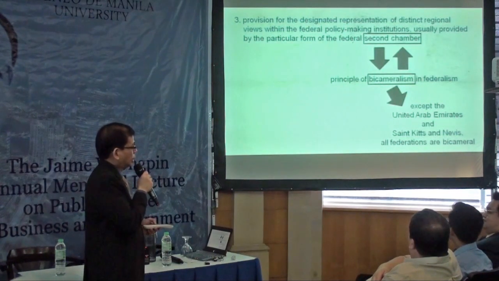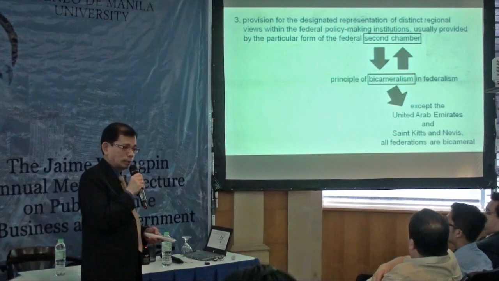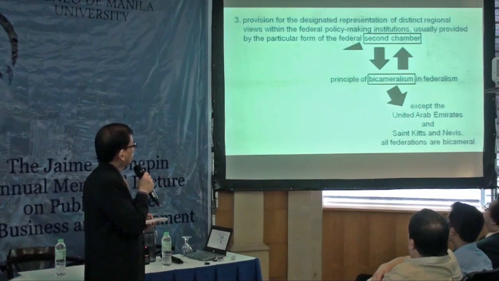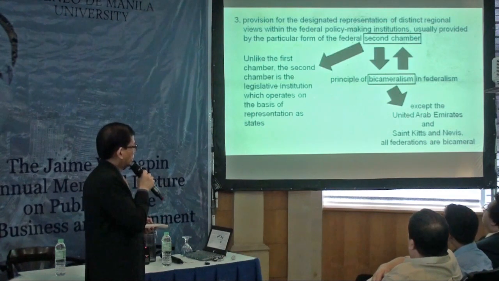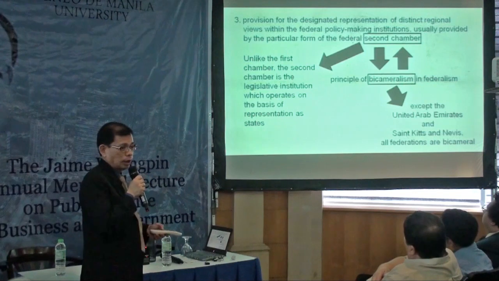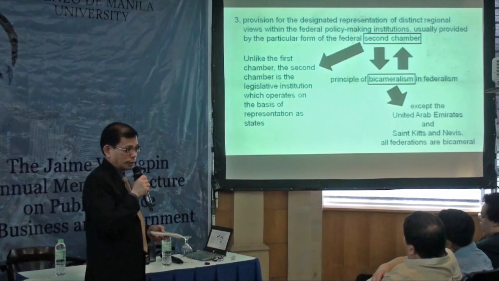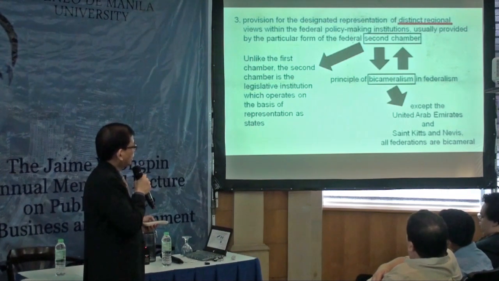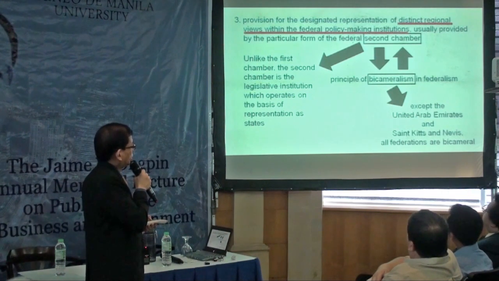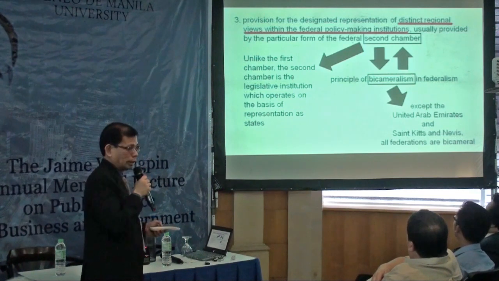So for bicameralism, the most important aspect would be the second chamber, because according to Watts, unlike the first chamber, the second chamber is the legislative institution which operates on the basis of representation as states. So this is the distinct regional views within the federal policymaking institutions.